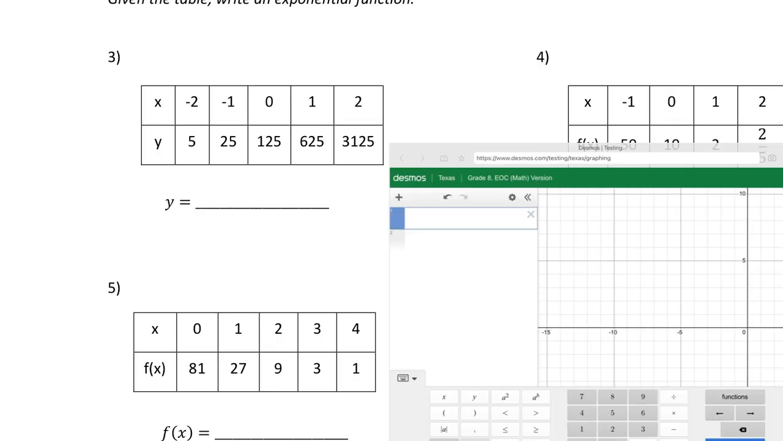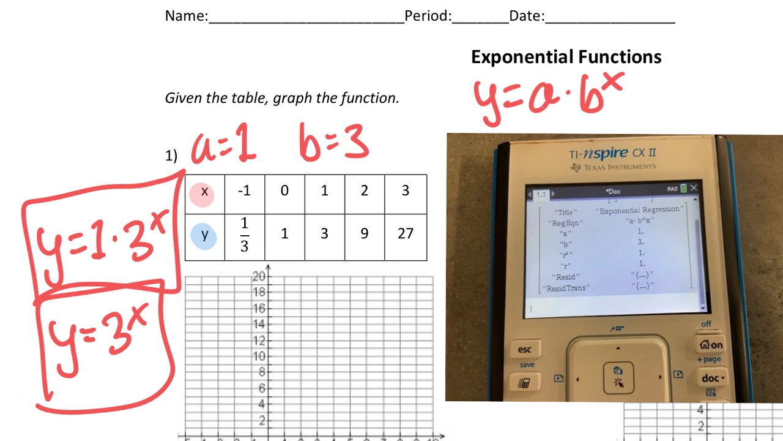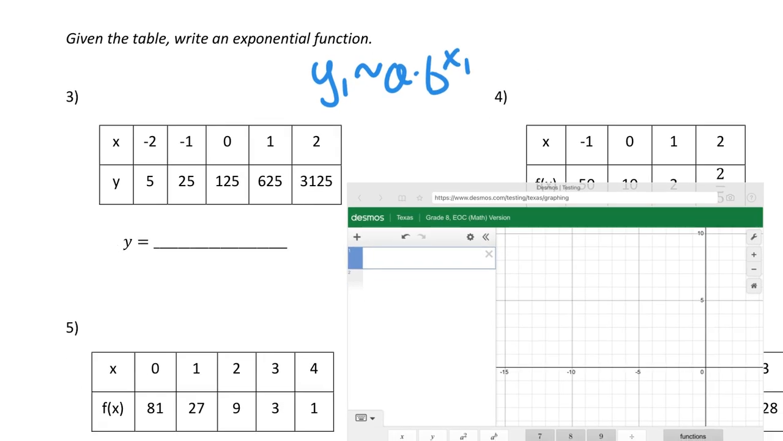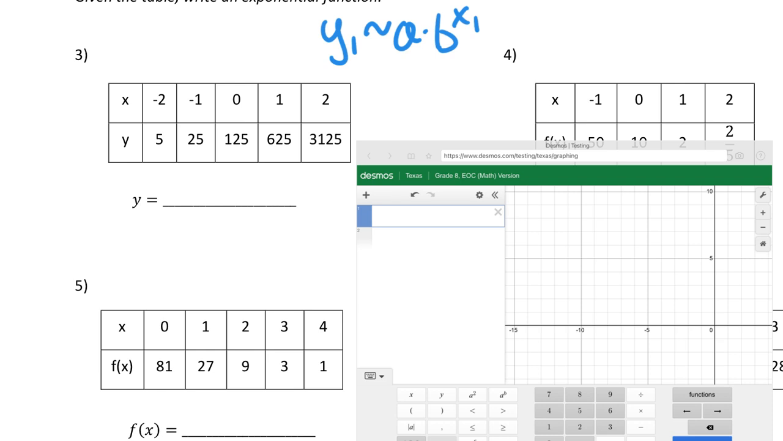For number 3, we're going to use Desmos. The important thing to know about Desmos is the formula for this one is y1 squiggly a times b to the x1 power. That's your formula for Desmos. Back up here for the Inspire, the buttons we pushed were Menu, 6, 1A. Okay, so back to Desmos.